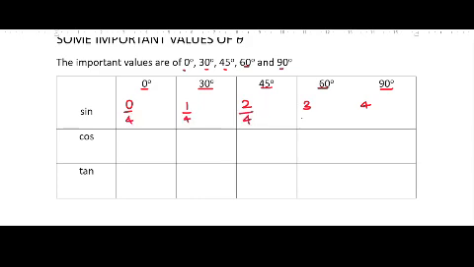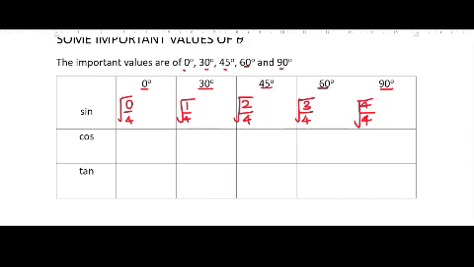Just write a 4 under all these numbers. Now put an under root to all the values. This is a short trick, okay? Ideally, it's expected of you to remember the values of sine, so you can at least make this table on the spot, but this is a very short trick, okay?